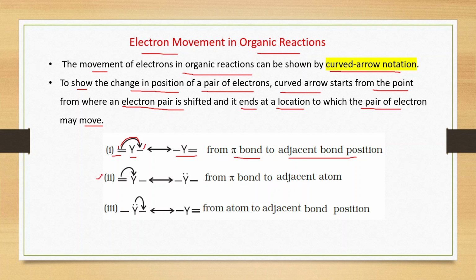Now see, in this way, in this case the pi electrons are going from here to this atom. Then we will get this one. So electrons are shifted from the pi bond to the adjacent atom. Now in this one, the electrons go from this atom to the adjacent bond position, and when the electrons shift here, a pi bond will form here, and we will get this one. So electrons are shifted from the atom to the adjacent bond position. Is that clear?